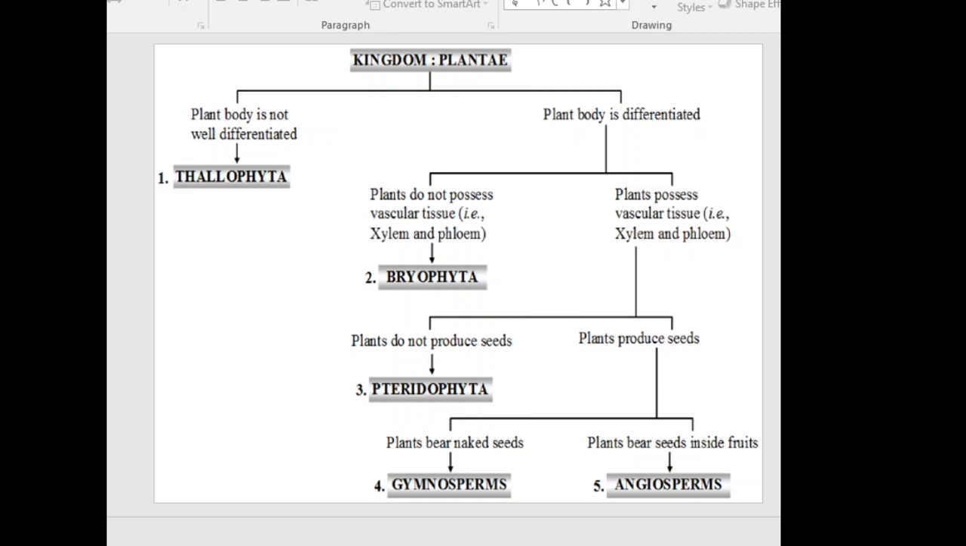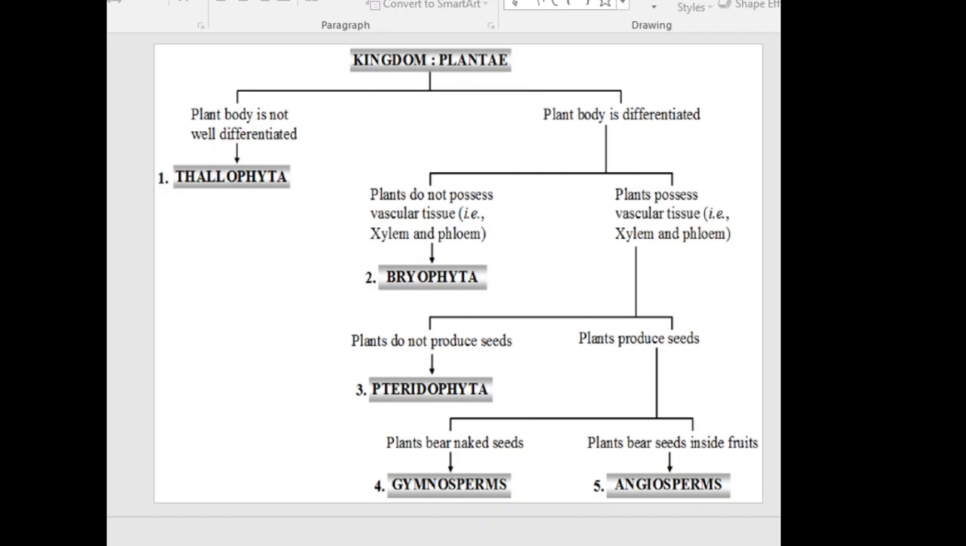Hello, good morning. Today we will discuss the cryptogams and the differences among them. Let us start with the general classification. Kingdom Plantae is divided into two forms where the plant body is not well differentiated. They are called thallophyta, such as algae and fungi.